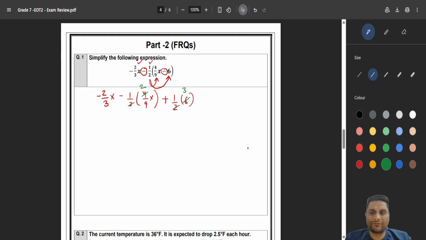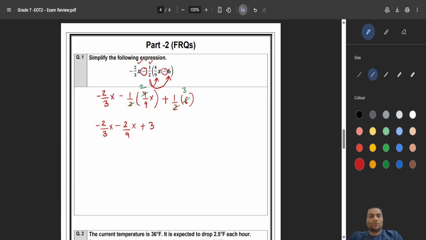So now what do I have? Again minus 2 over 3x. This will become minus. Now here 2 times 1, 2x over, here down is 9, okay, 9 plus, here only 3 is left, 3 times 1, 3, so I will write 3.